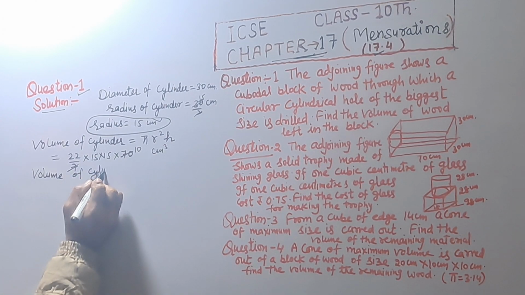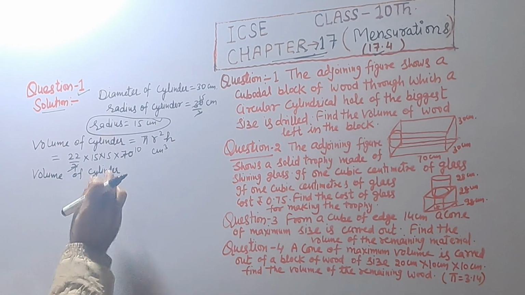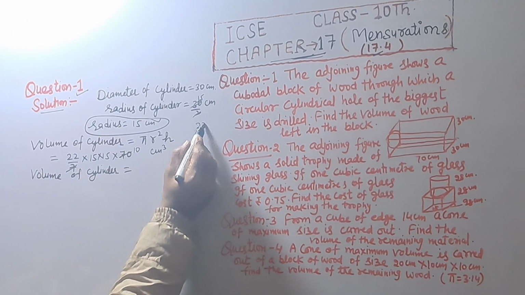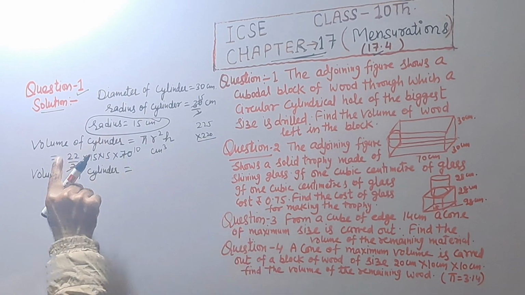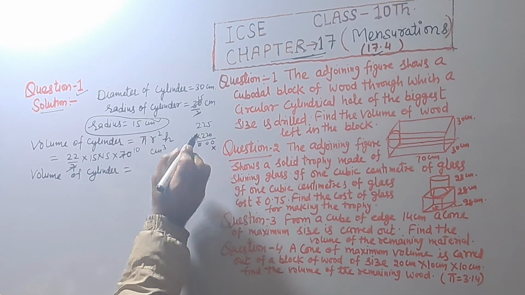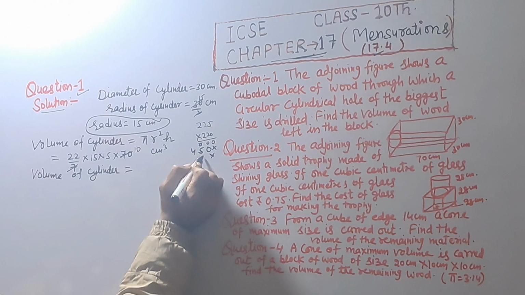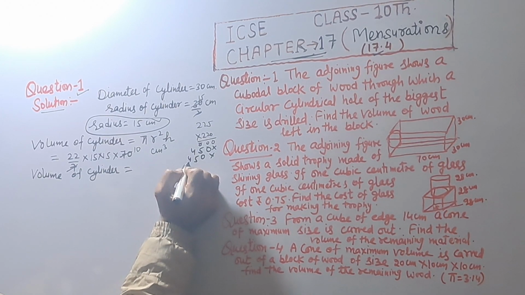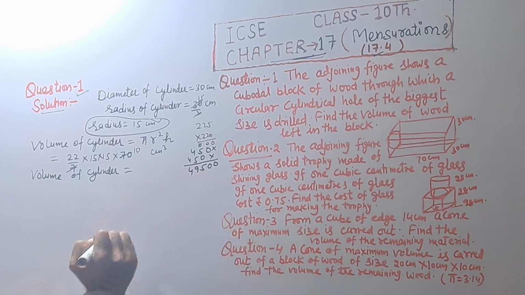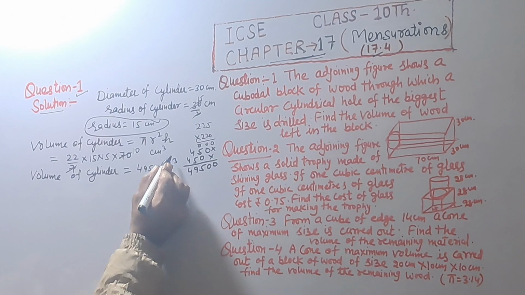Volume of cylindrical hole is equal to 15 into 15 are 225, and 225 into 20 into 10, that is 220. Multiplying, we get 49500 centimeter cube.